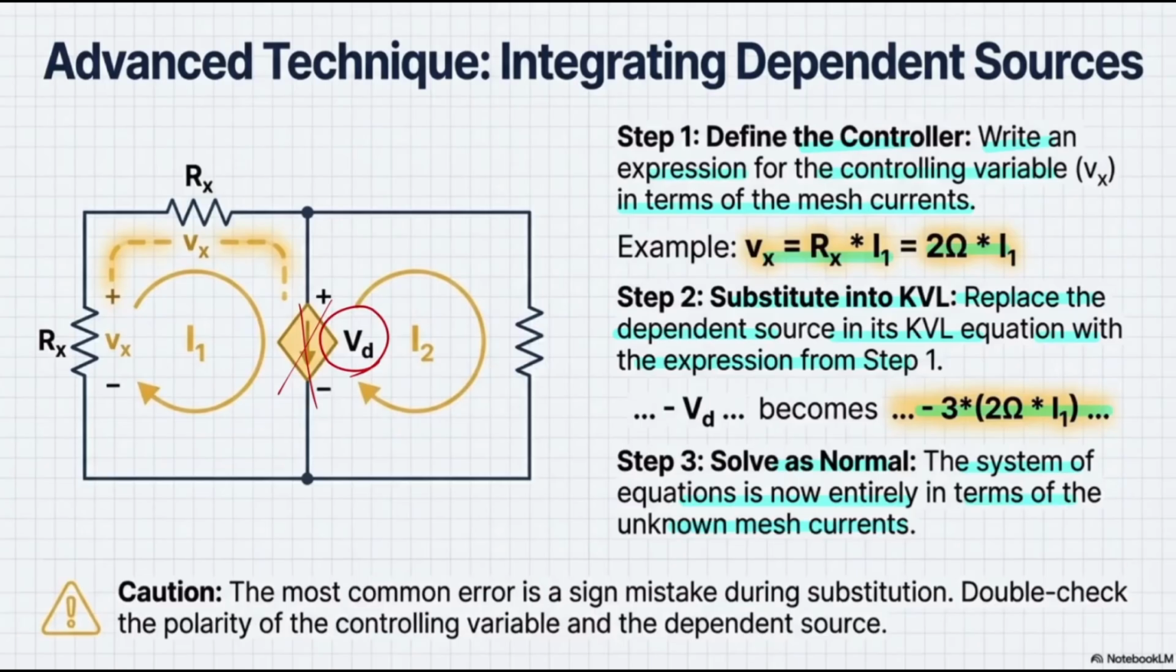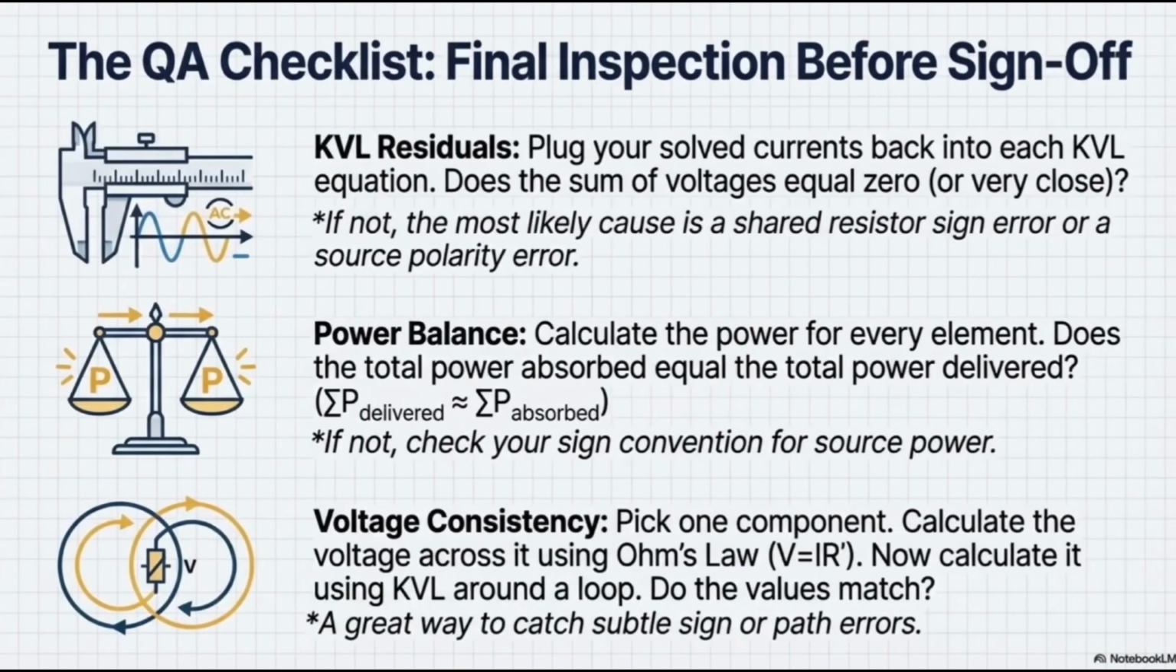Here, you don't have any problem with that, but caution. The most common error is the sign mistake during substitution. It is very important for you guys to make sure that you consider the signs. Double check the polarity of the controlling variable and dependent sources all the time. Whenever you're using your dependent variable or any other kind of variable, it doesn't matter whether it's a normal one, a dependent one, or an independent one, consider the fact that you have the positive and negative. While using that, consider it as a sign.